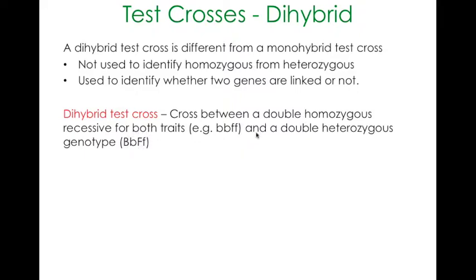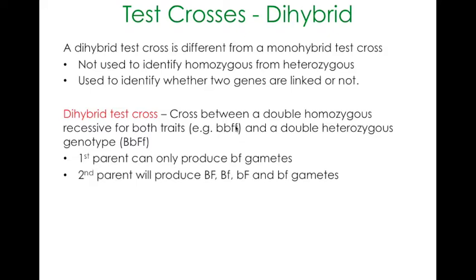Yeah. Now the reason why we picked these two specifically is because we then understand that because of the double homozygous recessive, the first parent can only produce lowercase for both traits in the gametes. The second parent will produce every possible combination of gametes, yeah? And so what we look at then is the offspring ratio. If the offspring ratio is 1 to 1 to 1 to 1 for all the possible combinations, then we know that the genes are not linked. Because if they are in equal ratio, then the genes were not on the same chromosomes, and therefore they have an equal chance of being split up into each of the gametes during meiosis.